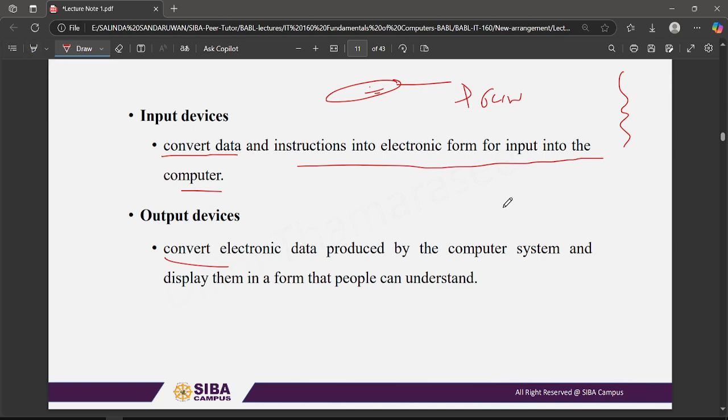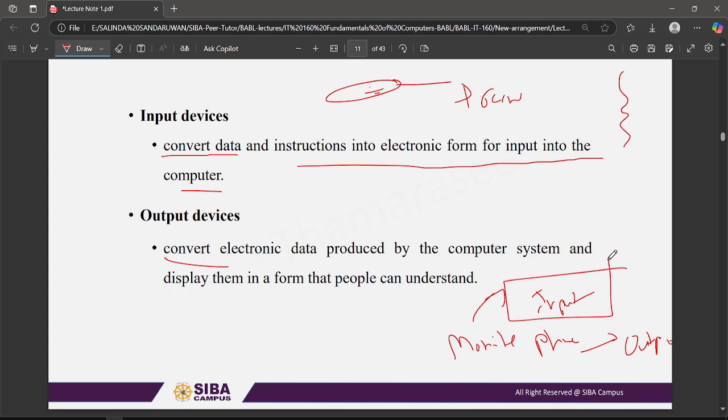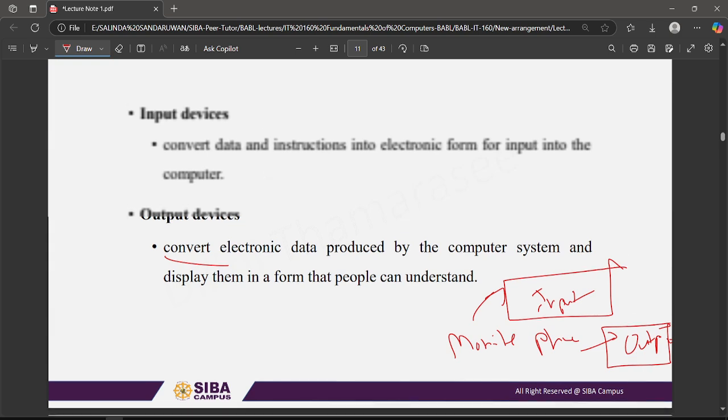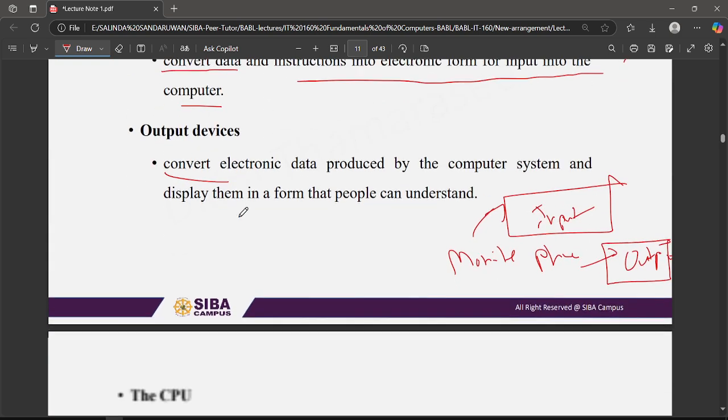the mobile phone screen. Think about the mobile phone screen. Yes, it's both an input device and an output device, because in a mobile phone screen you can touch and input, and as well as you can see displayed things, right? So you can explore more about them using the internet, right?